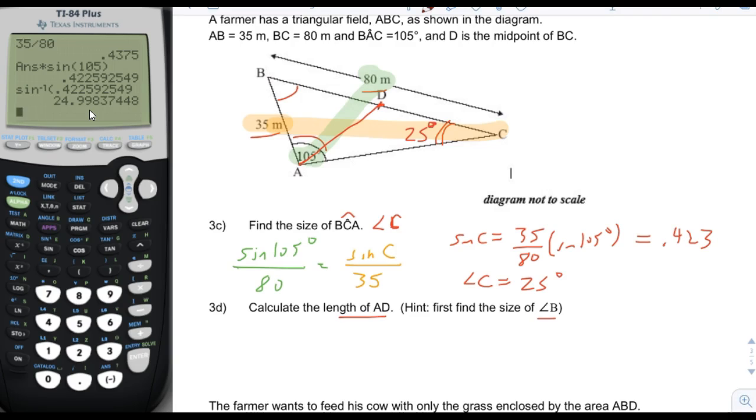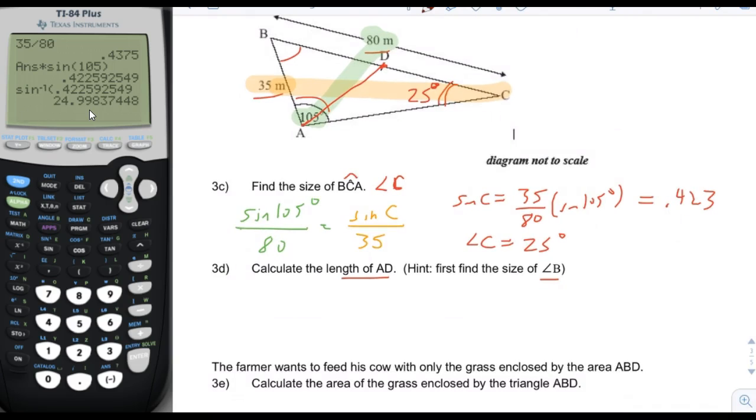Well, we can figure out angle B because the three angles of a triangle add up to 180, and right now we have two of the angles being 105 and 25. So let's take the angle B and we'll say it's 180 degrees minus 105 degrees minus 25 degrees. And so basically that's going to be 50 degrees. So angle B turns out to be 50 degrees.